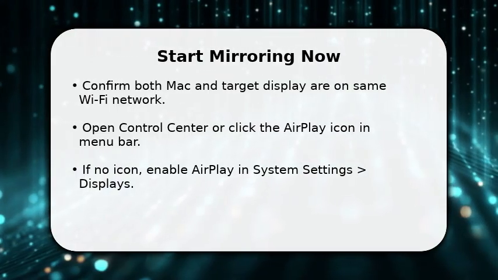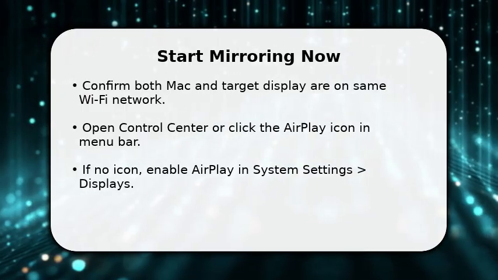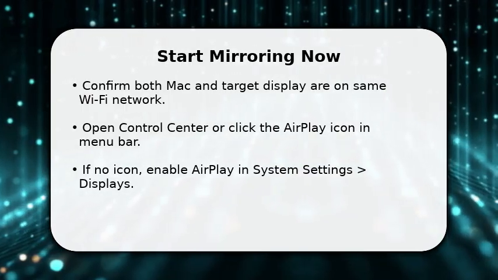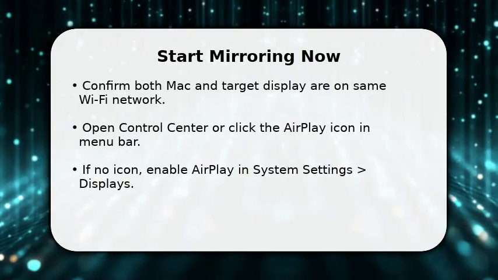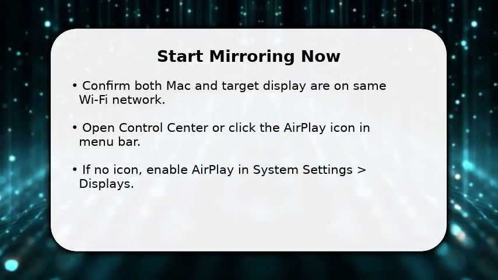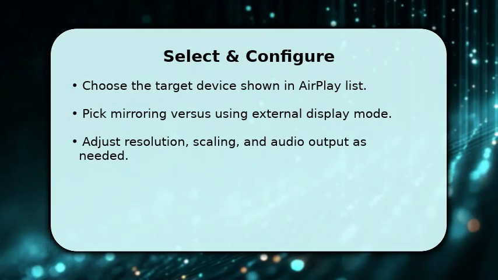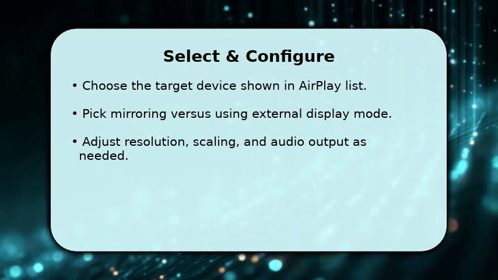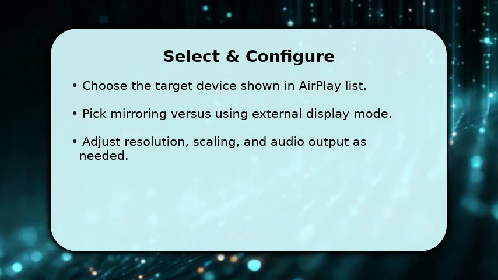If you don't see AirPlay, go to System Settings, choose Displays, and turn AirPlay on. Once enabled, the device list will populate, and you're ready for the next step. Once done, select the target device from the AirPlay list. You'll see a preview and connection status.